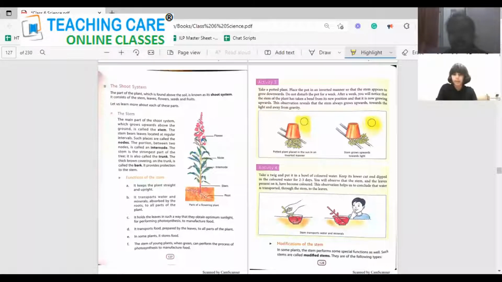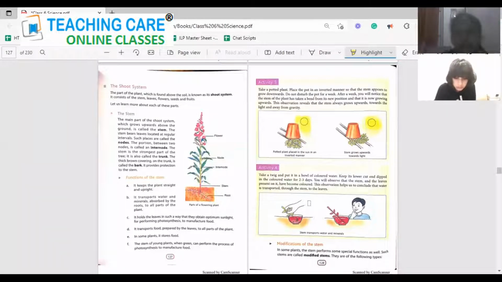So now there are two activities given. The first activity shows how important sunlight is for plant growth. When you keep a potted plant facing downwards, after a while you can see the leaves growing towards the direction of the sunlight. It grows upwards. Even though the potted plant is downwards, you can see the leaves growing upwards, towards the direction of the sunlight.